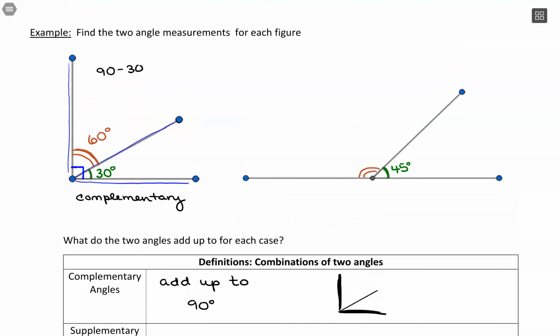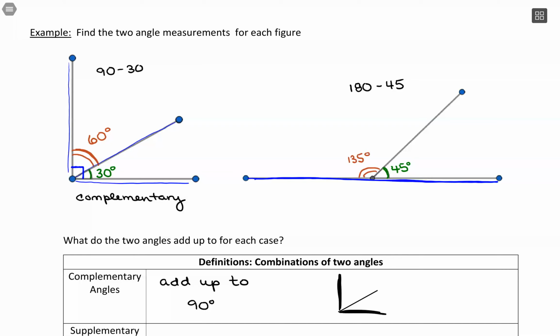Now this picture on the right-hand side is a similar idea, but on a larger scale. We have this straight line that they're adding up to, meaning they're adding up to a straight angle, which means overall we have this 180 degrees. We can see 45 degrees of that has been taken up, and we just want to figure out what's left over. So for the calculation, we take that 180 degrees, take out the 45, and that should leave us with this measurement of 135 degrees.